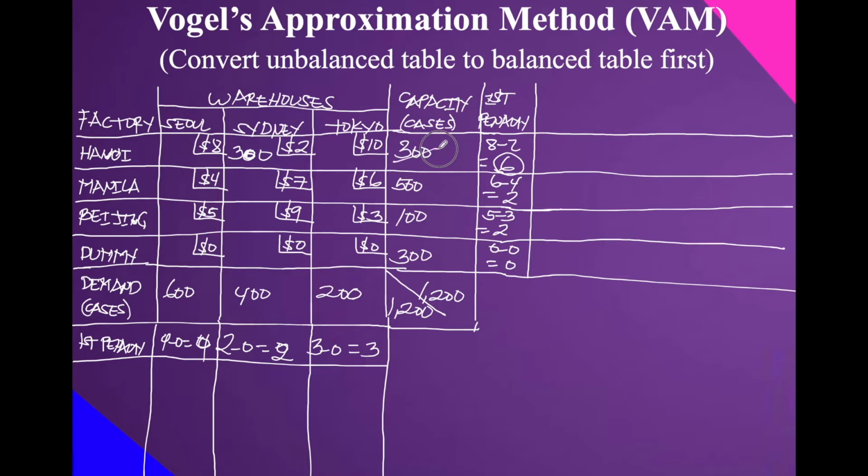And this will be 0. And since that is 0, Hanoi Factory has nothing left to give to Tokyo, so this is 0. And of course, to Seoul too. And since Sydney got 300, 400 minus 300, this will be 100. And that's the first part. We just repeat all the steps. For now, let's have the second penalty, until all the vacant cells have their values. It's just like that.